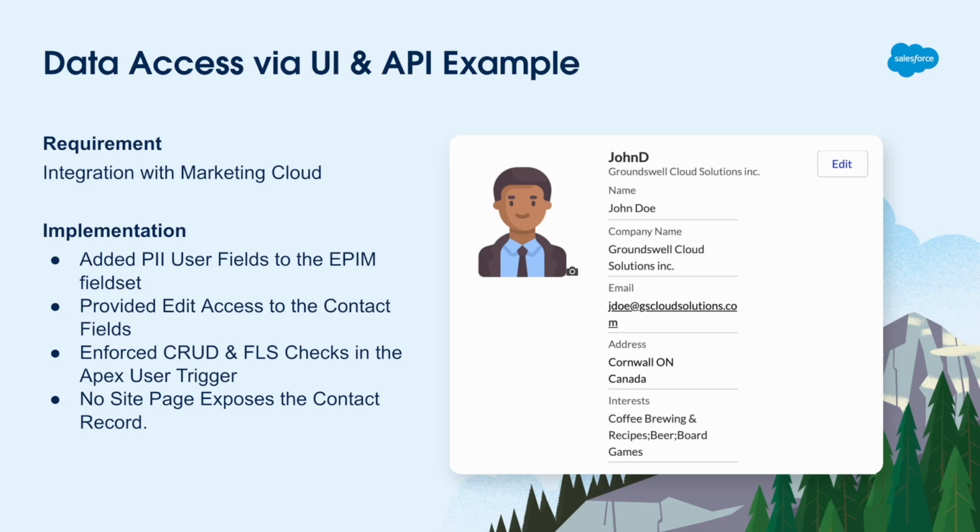So you've added the PII user fields to the PII field set. You've provided edit access only to the contact fields that are being copied over. In this case, you're using an Apex trigger because there already exists one and you didn't want to have another entry point with flows. However, you made sure that you enforced CRUD and FLS checks. And there are no other site pages that you've intentionally exposed that work with the contact record.